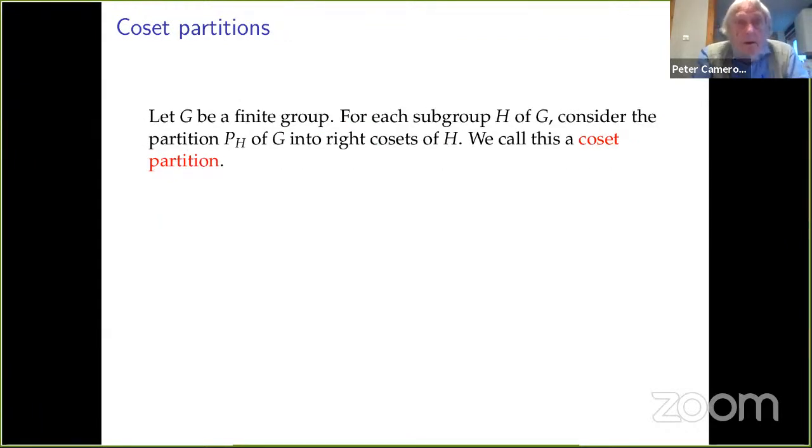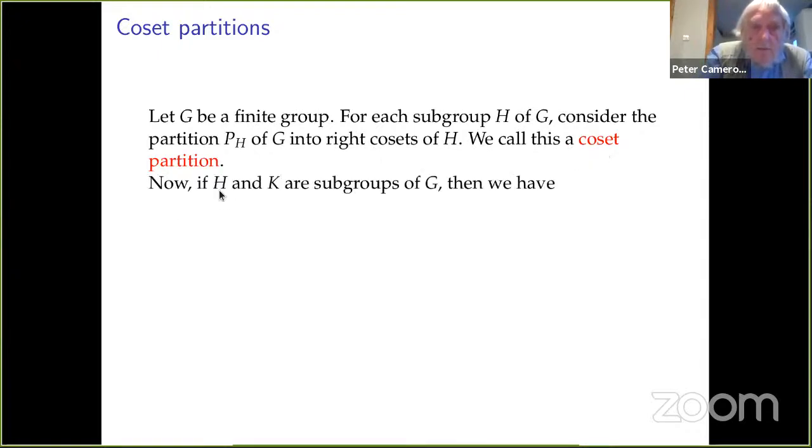Here's an example of a partition. Suppose you have a group. Well, I said a finite group, but it needn't be finite. Any old group would do. Take a group. For any subgroup, you have a partition into right cosets of that subgroup. This is one of the first things that you learn in a group theory course: if you take H, multiply all its elements on the right by a fixed element of G, that gives you a coset, and the cosets form a partition of G. So for every subgroup of a group G, we get a coset partition.